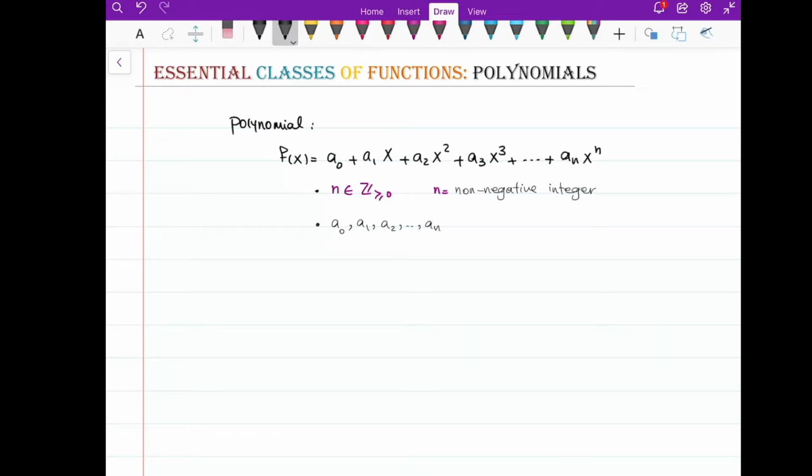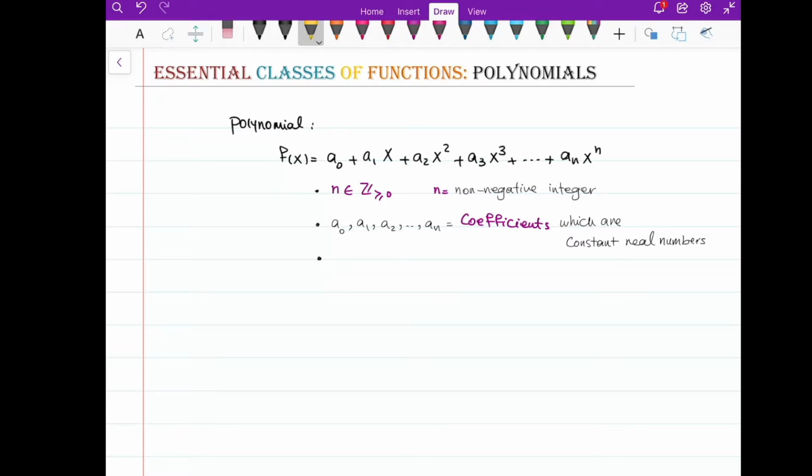What are they? They're called coefficients, which are basically some constant real numbers. Okay?